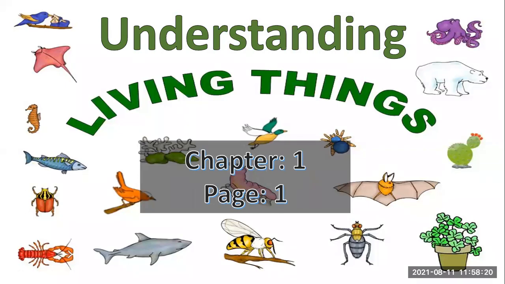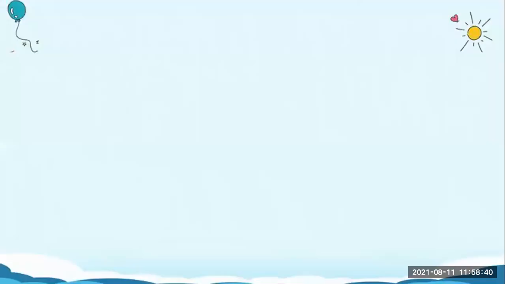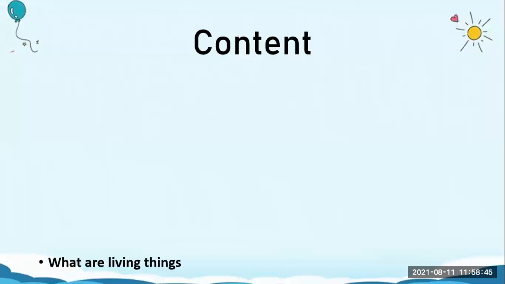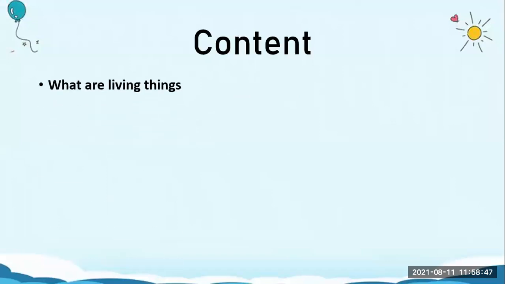So guys, the very first chapter that we are going to have in our book is Understanding Living Things. The chapter number 1 that I am going to teach is Understanding Living Things. This chapter is on page number 1 of your science book. Now guys, here comes the table of contents that we are going to cover in this chapter. So first of all, we'll learn about what living things are.